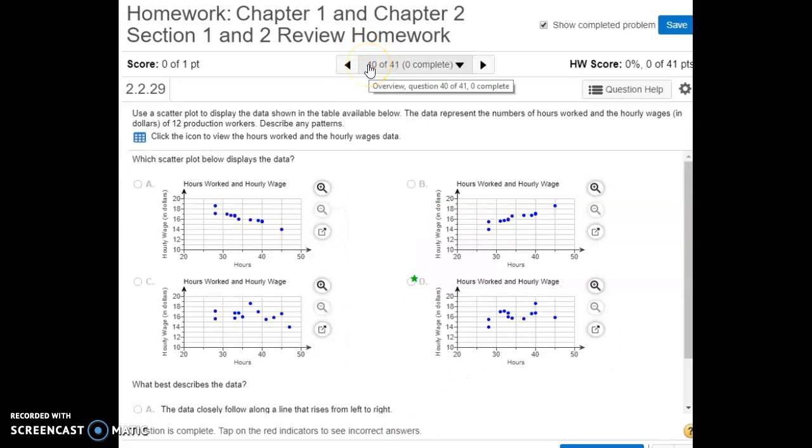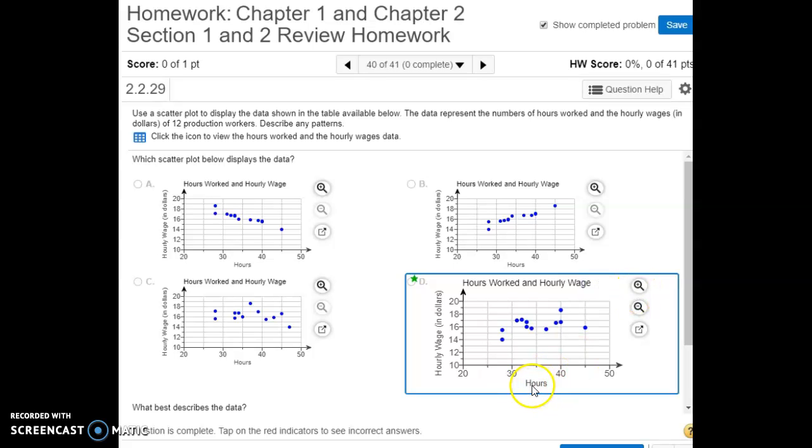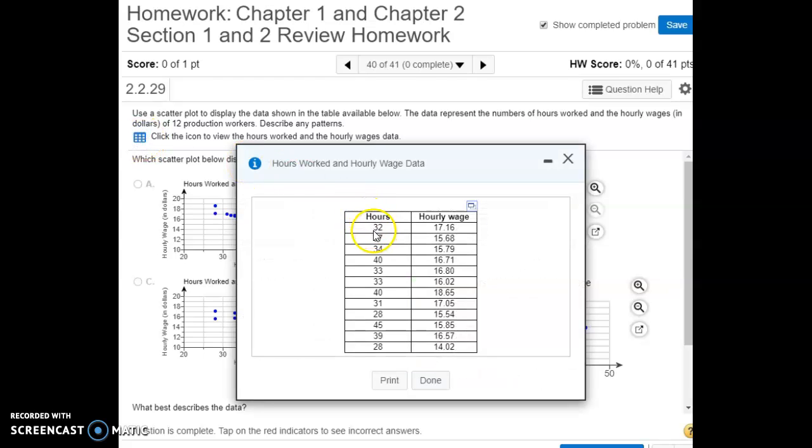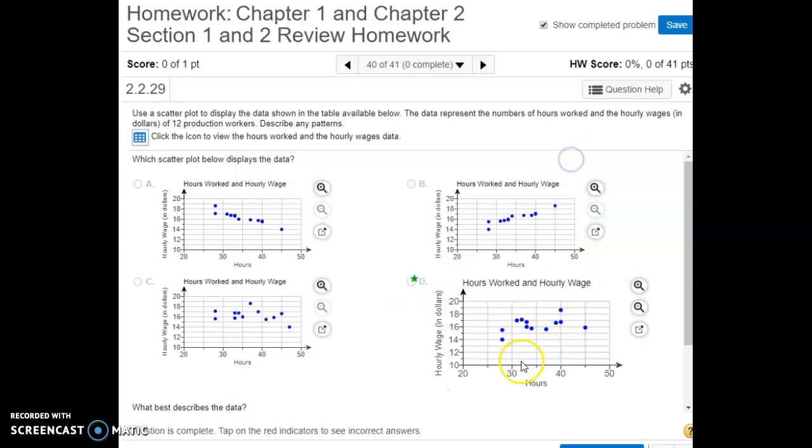And number 40, we're going to be creating a scatter plot. And the idea with the scatter plot is there's two variables here. One's going to be graphed on the x-axis, in this case hours, and on the y-axis is going to be, in this case, hourly wage. And so for each data value, you find out where it belongs on each of those axes, and then you put a dot where that data value is. So, for example, someone in our data worked 32 hours and made $17.16. And so you would go to 32 hours and put a dot up at 17 dollars and 16 cents.